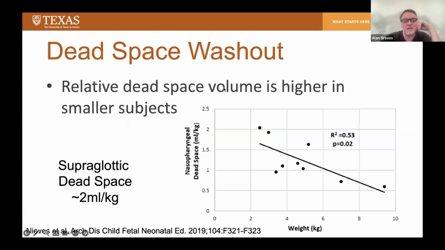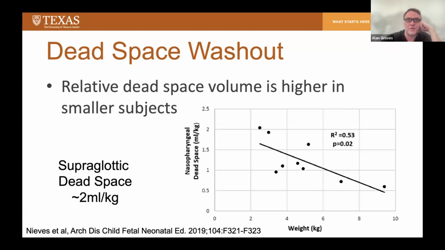And that means that their dead space is also disproportionately large. This is a paper that some of my residents did when I was in New York, and we dug out some CT scans of babies with normal anatomies and 3D carved out their volume of dead space. The volume of the supraglottic dead space was around 1 mL per kilo in infancy, but was up to around 2 mL per kilo in babies at 2.5 kilos.